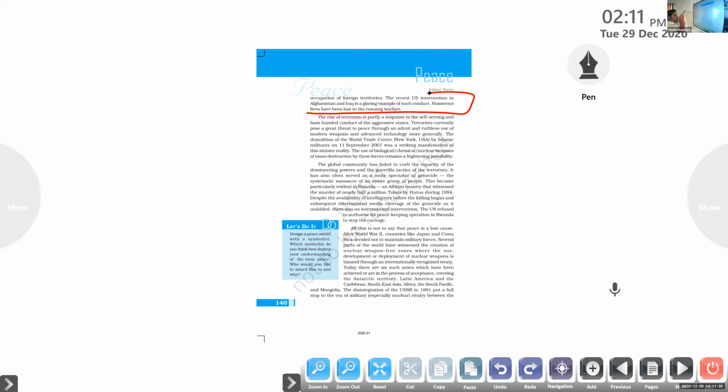So United States of America, okay, their intervention we are able to see in Afghanistan and Iraq. Clear? So they intervened there. They participated in the war. A number of people died in that, which were basically organized by the United States there. So UN is unable to control them. So US says that they fought against terrorism in Iraq and Afghanistan.